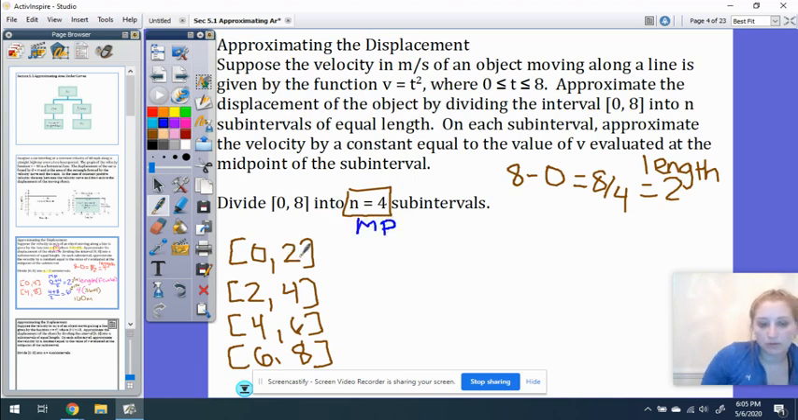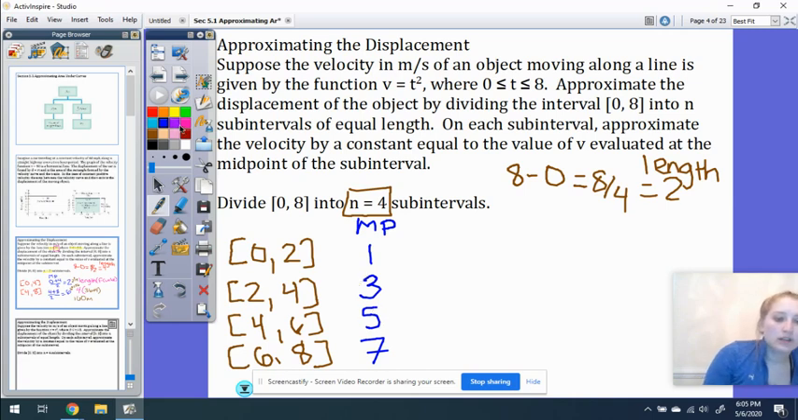Okay, so 0 plus 2 is 2, divided by 2 gives me 1. 2 plus 4 is 6, divided by 2 is 3. 4 plus 6 is 10, divided by 2 is 5. You see the pattern? 6 plus 8 is 14, divided by 2 is 7.